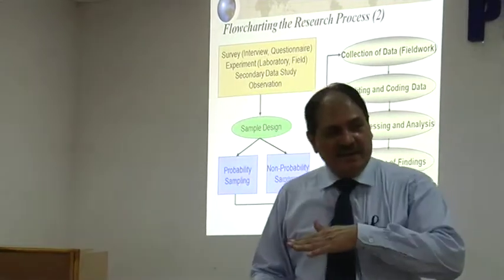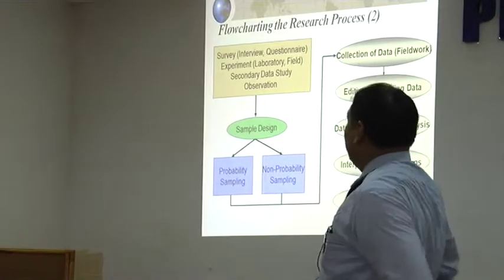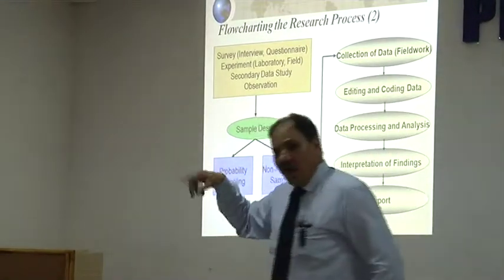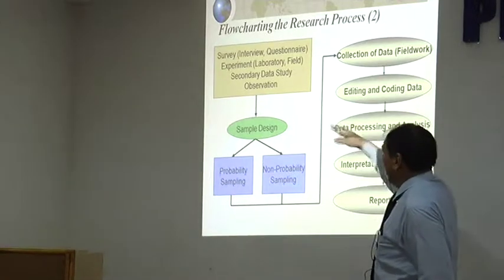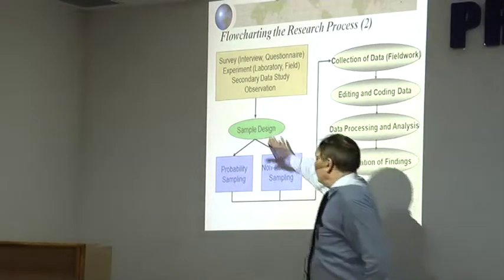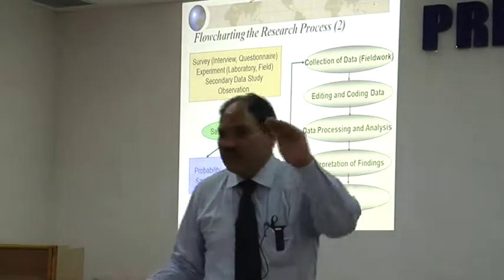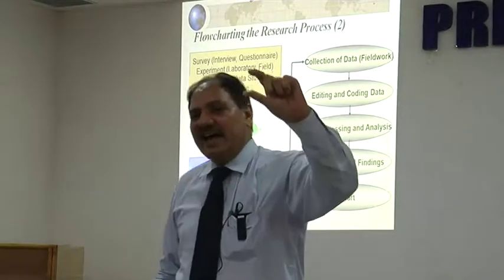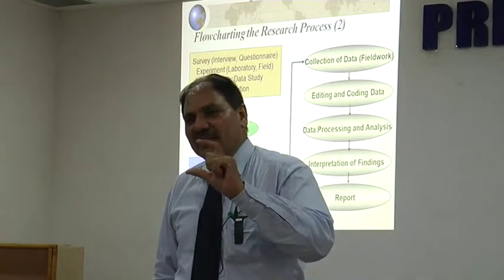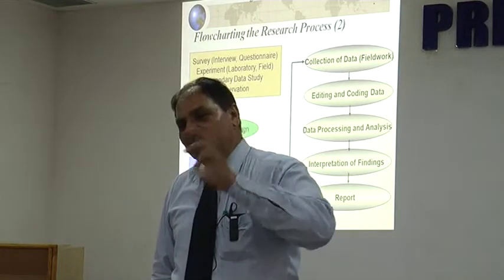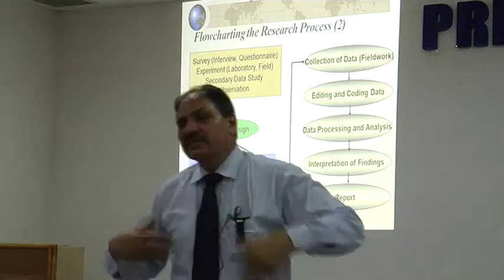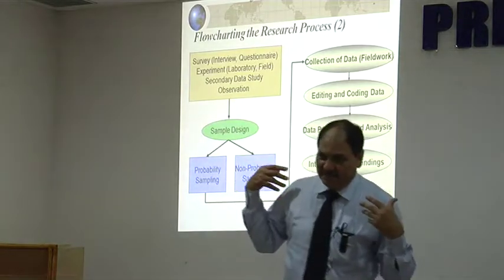Further, if you look at the process, starting from the block that we left: survey, experimental, secondary data. Next step is the design itself. So design is a three-part process: designing the type of study, designing the method of collecting data, and the third one is sample design.